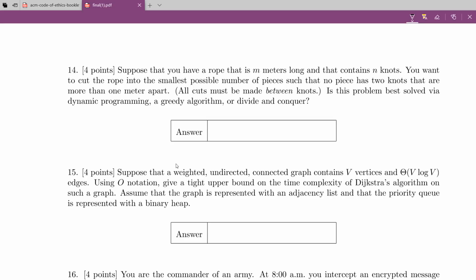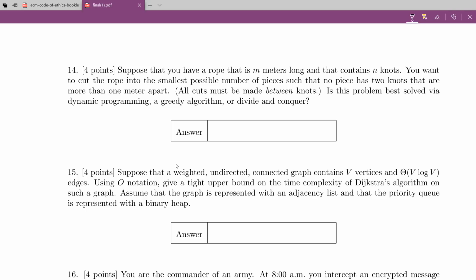Okay, suppose that you have a rope that is n meters long and contains n knots. You want to cut the rope into the smallest possible number of pieces such that no piece has 2 knots that are more than 1 meter apart. So how would you approach this? Is this a greedy algorithm, a dynamic programming algorithm, a divide and conquer algorithm?